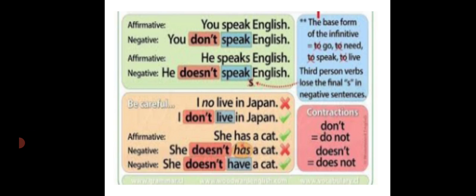Okay, now she has a cat. You can see that's correct. She doesn't has a cat. You've used doesn't, you can't say has. That's incorrect. It will be what? She doesn't have a cat. Even though has is a singular auxiliary verb, you still have to use the auxiliary verb have. Anytime you use the auxiliary verb in the singular form, that's the doesn't, you will use it with the plural have. Okay, so it will be she doesn't have a cat.